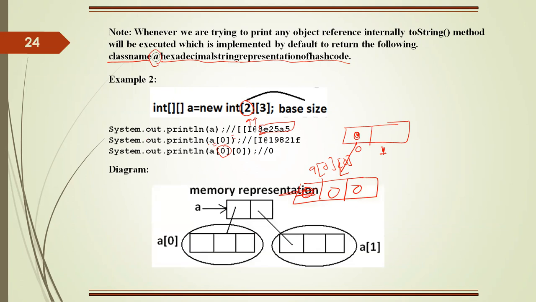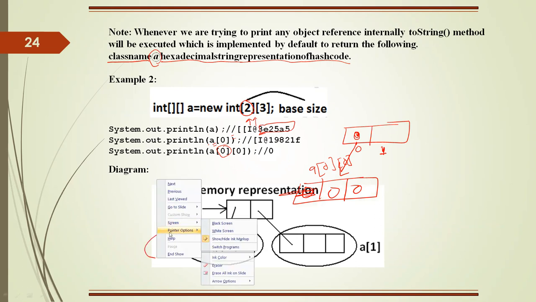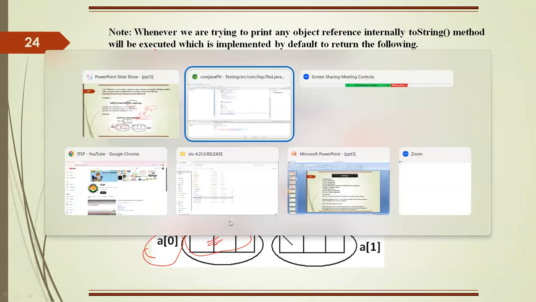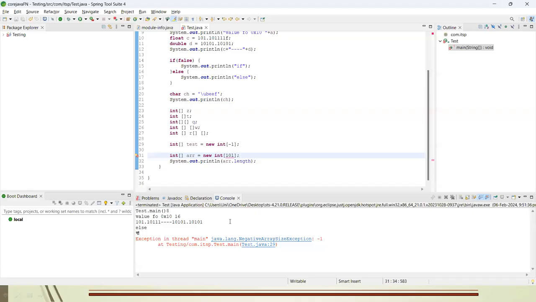Now you can see that example I have told you. If you want with the 0, 0 is there, this area. And you can see that example also, like 3.